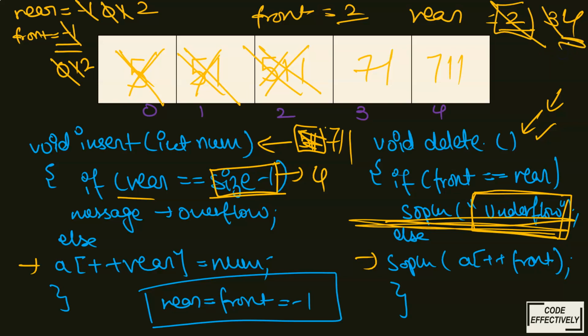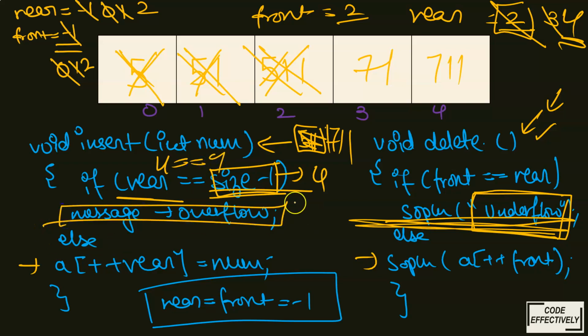Now, this is the condition. Let's see, I want to again enter 1711. Now, the value of rear is 4. It will check: rear is equal to size minus 1, 4 is equal to size minus 1. The condition is true. We will display the message overflow, that the queue is overflow, you cannot enter any more numbers. As you can see in the visualization also, you cannot enter because you don't have any space left.